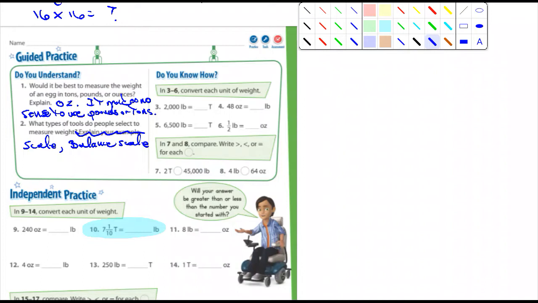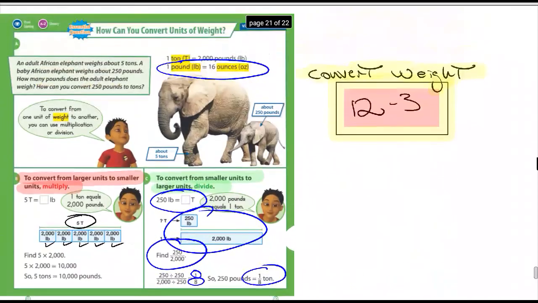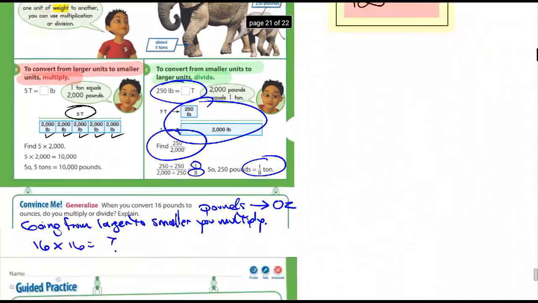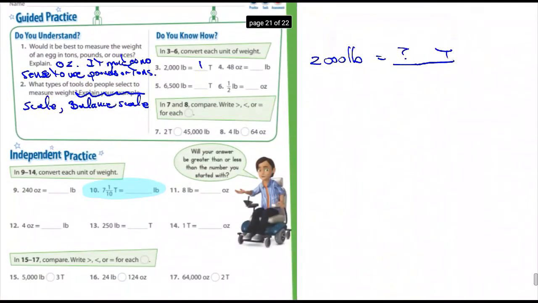Number 3 here, it says convert each unit of weight. Well, 2,000 pounds, LB is short for pounds, equals how many tons? 1 ton. Let's go back to the top of the page here. They tell you right there, 1 ton is 2,000 pounds. They gave me the answer. Okay, yeah, they gave you the answer.